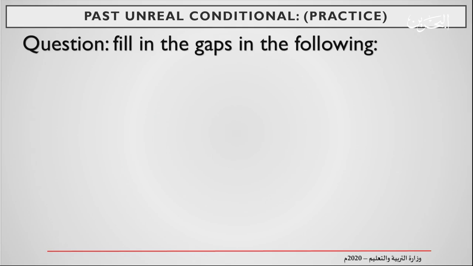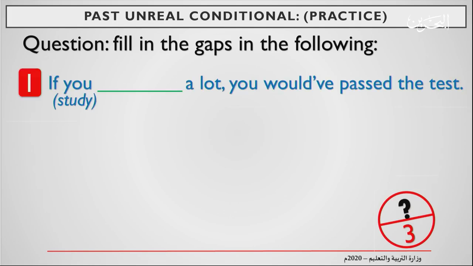Fill in the gaps in the following, and you have a mark of 3. Number 1, if you gap a lot, comma, you would have passed the test. You have to use the verb between the parentheses. You have 5 seconds. Let's check the answer now. The answer is had studied. If you had studied a lot, you would have passed the test.